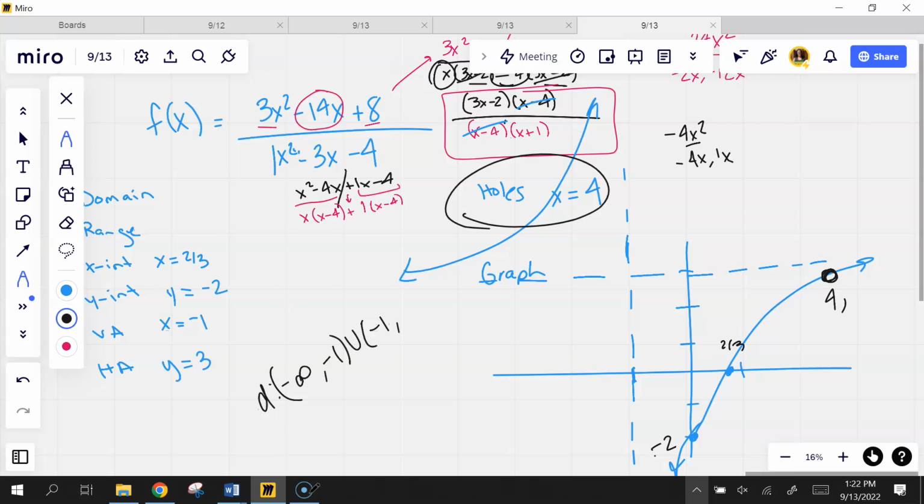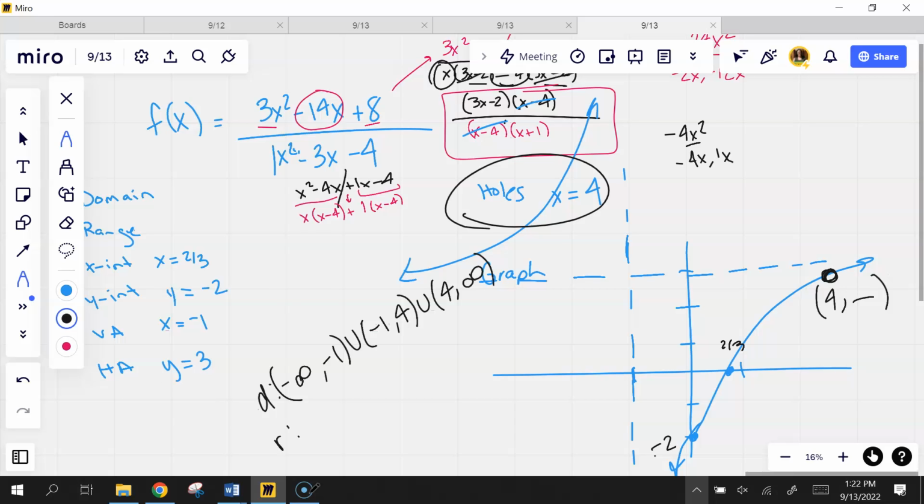This should be the point 4. I don't know what the other part of the point is, but I'm going to find it in just a minute. So I'm going to go until I hit 4. I'm going to stop. I'm going to pick back up, and I'm going to go 4 to infinity. Now, I told you I had to find the other part of that hole, and this is why.